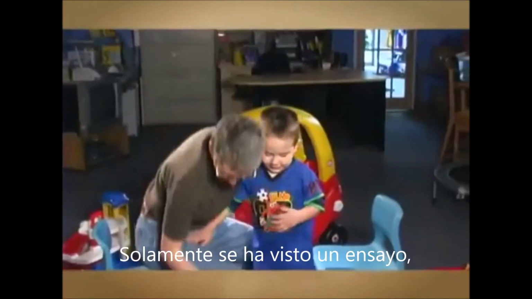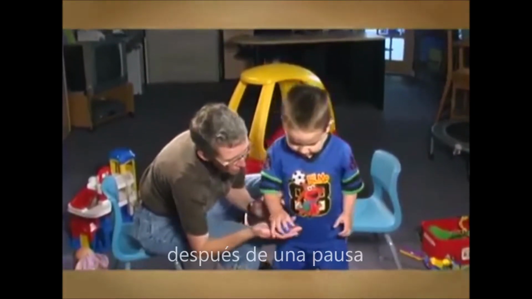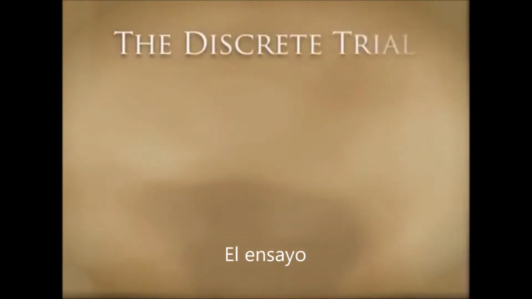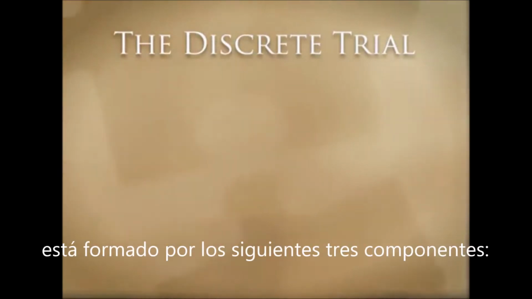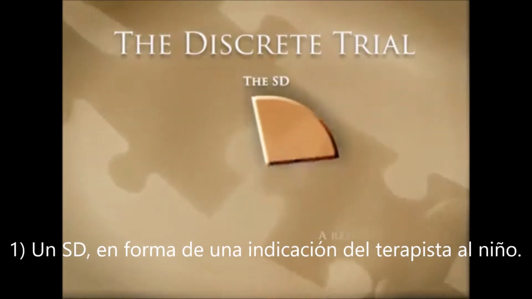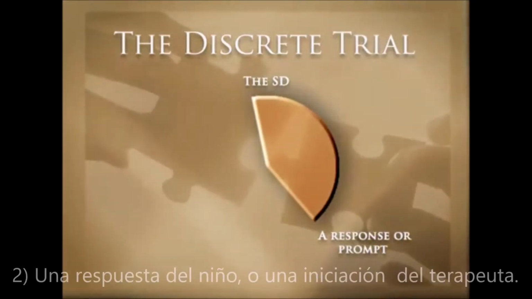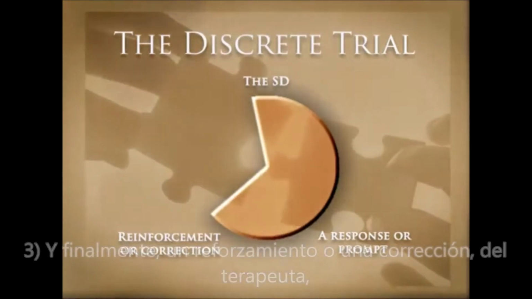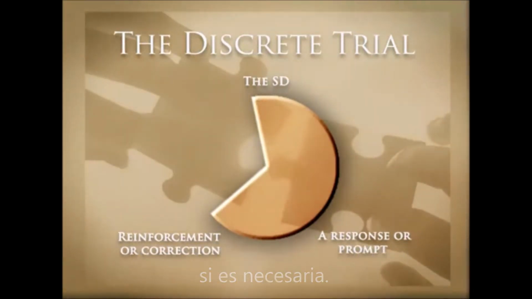You have just witnessed one discrete trial. After a brief pause, the therapist then begins another complete discrete trial. A discrete trial is made up of the following three components: an SD in the form of an instruction by the therapist to the child, a response from the child or a prompt from the therapist, and finally, reinforcement or correction if necessary from the therapist.